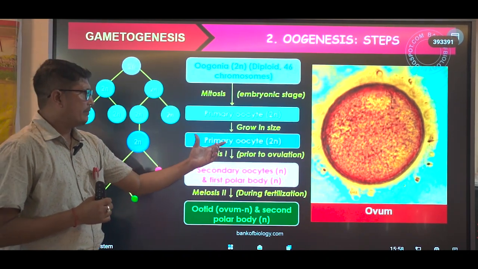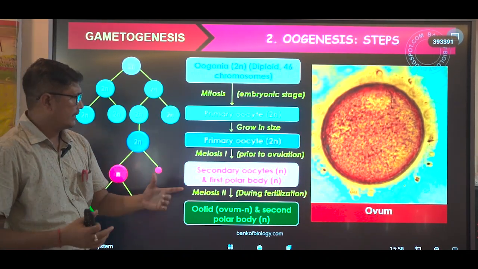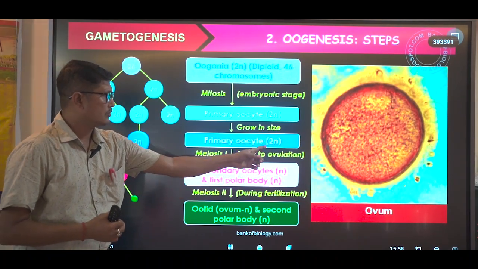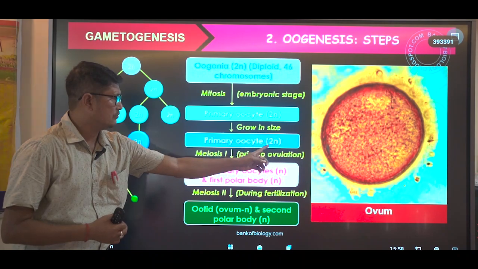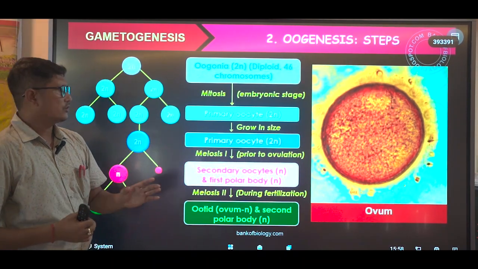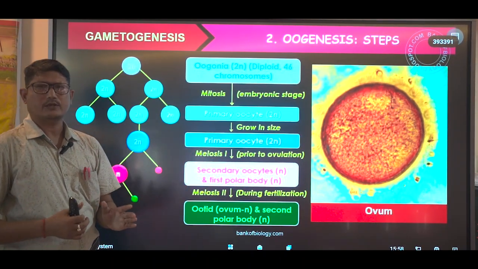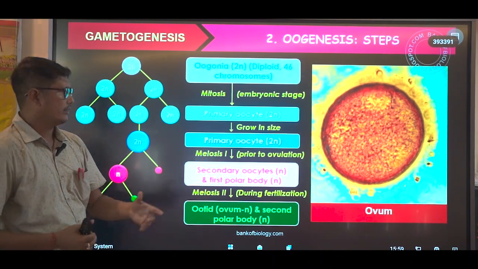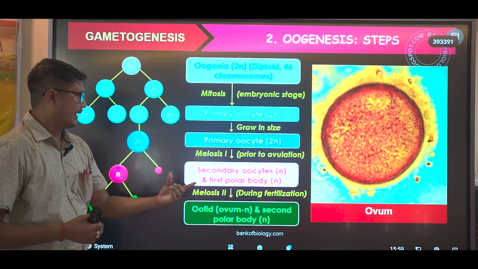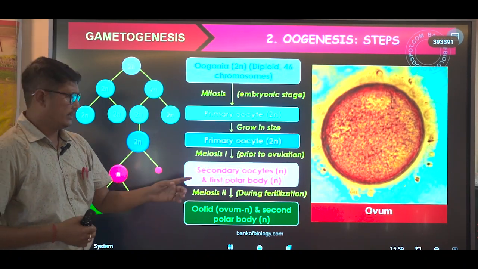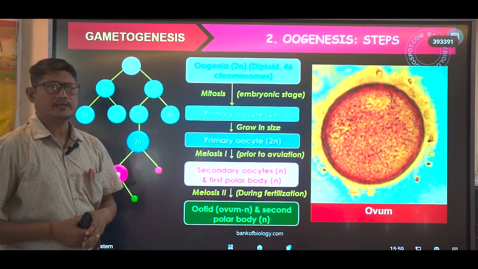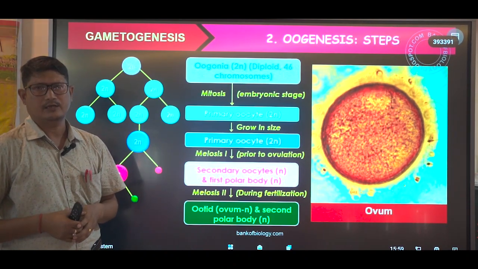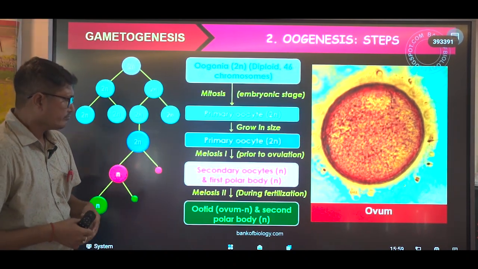So this primary oocyte will get divided into some secondary oocytes, and the number of chromosomes here will reduce to half, from 2n to n. During the process of cell division from primary oocyte to secondary oocyte, one secondary oocyte is formed and one first polar body is formed. The function of this first polar body is yet unknown to science.